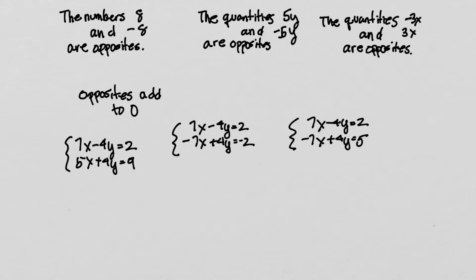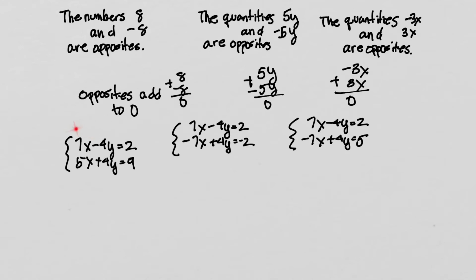Then we can come down to this right here. Here's an important feature, and this is what we're going to be using: the fact that opposites add to 0. So we can write that 8 plus the opposite of 8 is 0. And in the middle we could write 5y plus the opposite of 5y. That's 0. And at the right here we can say -3x plus its opposite, 3x, is equal to 0.